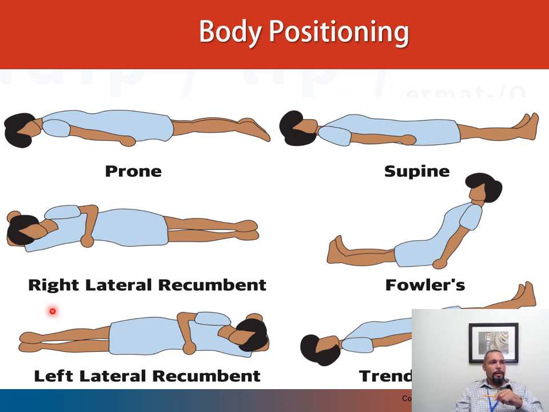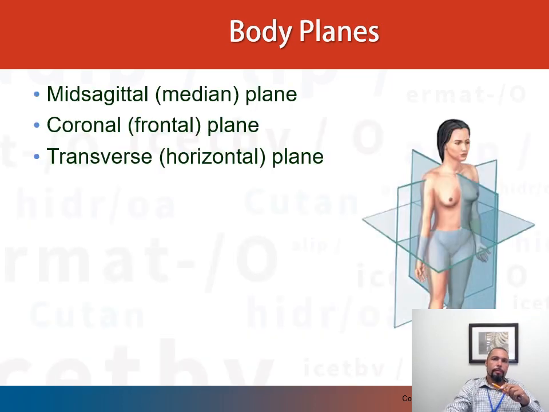You have your right lateral recumbent. We're talking about the side closest to the floor or the table, which in this case will be your right. Then you have your left lateral recumbent, your Fowlers, and your Trendelenburg. Out of all of these, it's very important that you learn the top two. The other ones will be beneficial, but at a very minimum, you have to know what prone means and what supine means.